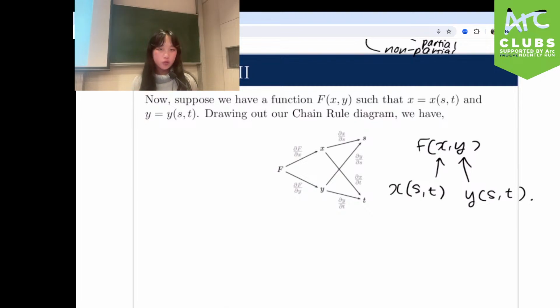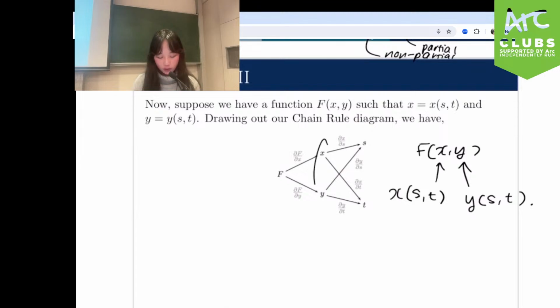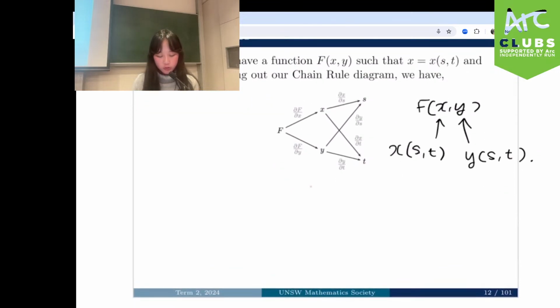Again, we still can draw a diagram, right? We've got x and y here because they're the variables that f is in terms of, and we've got s and t here, which are the variables that x and y are in terms of. All right? So what's happening here is we can find the partial derivative of f with respect to s. We can also find the partial derivative of f with respect to t.